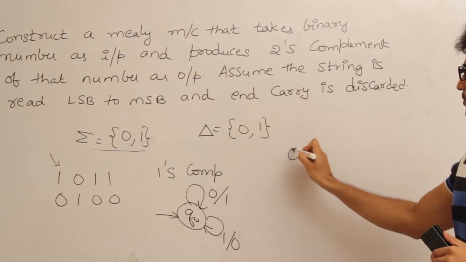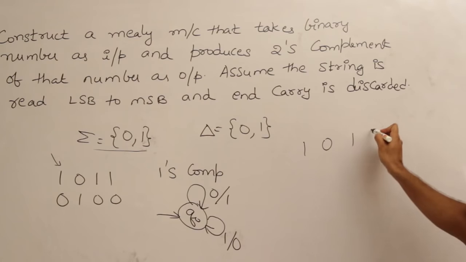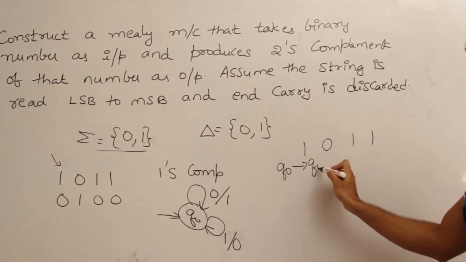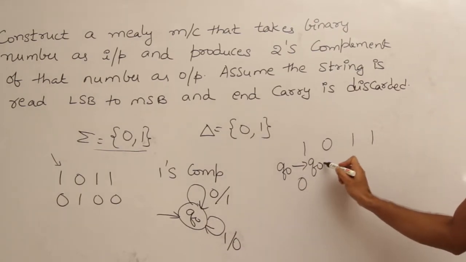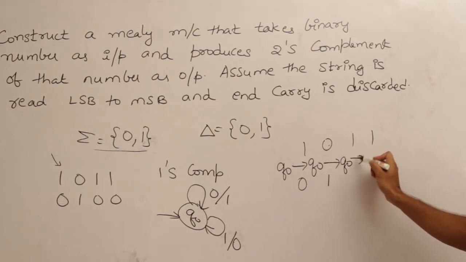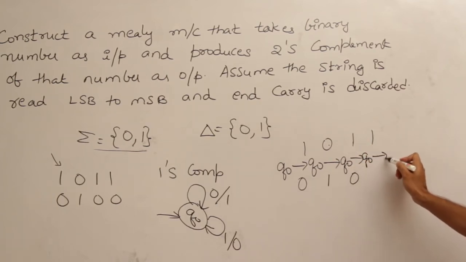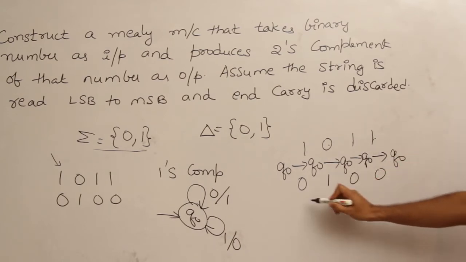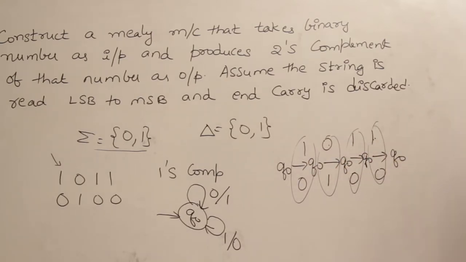Okay, so if the input is, let us say, 1 0 1 1, then I am going to start in Q0. On 1 I will be in Q0, and Q0 on 1 is going to print 0. Again on 0 I will be in Q0 only, and Q0 on 0 is going to print 1. Again on seeing 1 I will be in Q0 itself, and Q0 on 1 is going to produce 0. Again on 1 I am in Q0 only, and Q0 on 1 is going to produce 0. So that is how we got the 1's complement, right? So 1's complement is easy, simple.